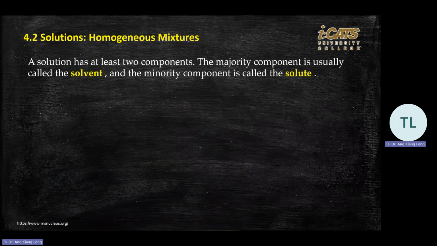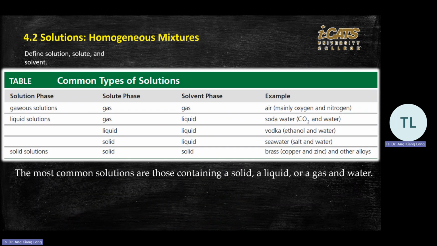So this table starts to give you, if it's a gaseous solution, both solute and solvent are in gas form. A liquid solution can be three combinations: gas, liquid, and solid. A solid solution is only solid in solid, so the solute is in solid and the solvent is in solid. The definition of solute and solvent is basically to look at the majority component or the minority component.